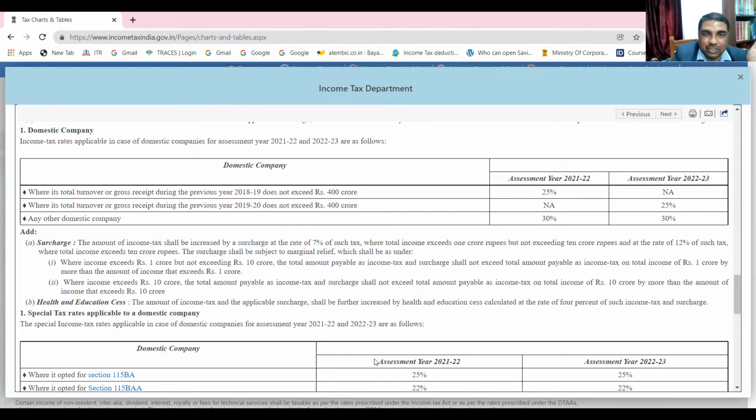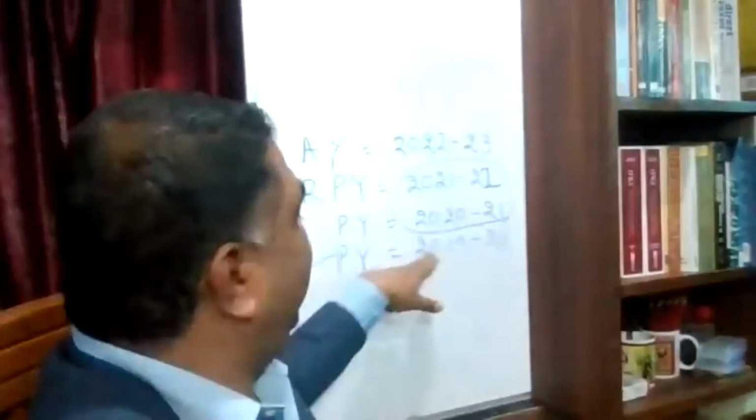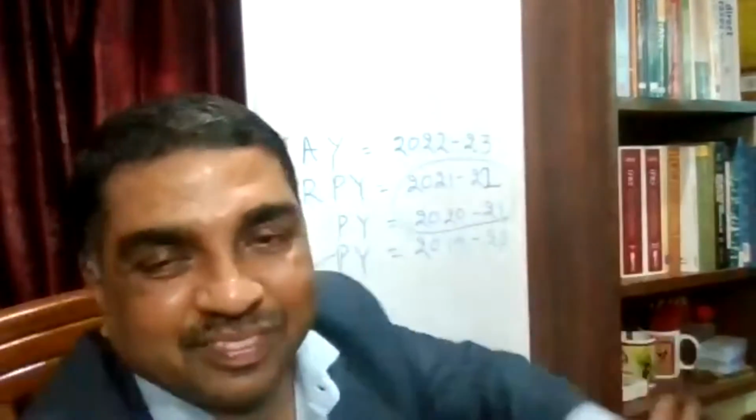So for companies, the government has reduced the tax from 30% earlier. Now it is reduced to 25%, but with a condition. The condition is that the turnover of the company should not exceed 400 crore. And for that, we have to refer to the turnover of previous year 1920. Is it clear to you?